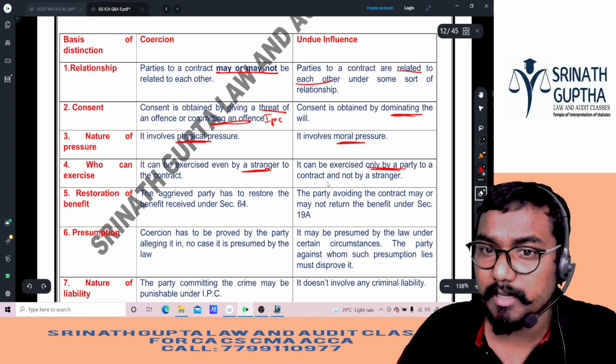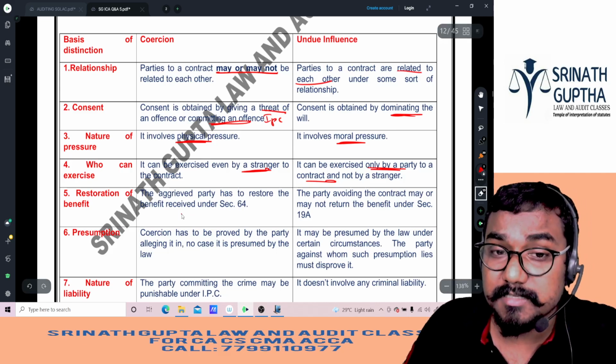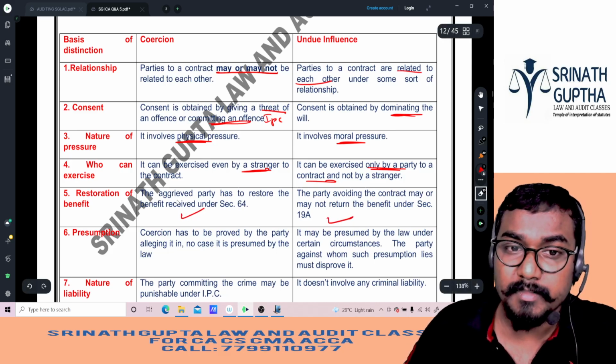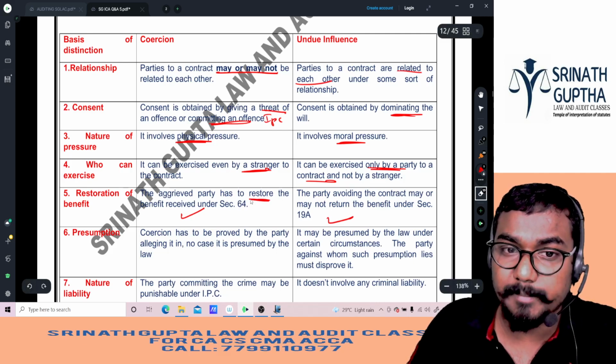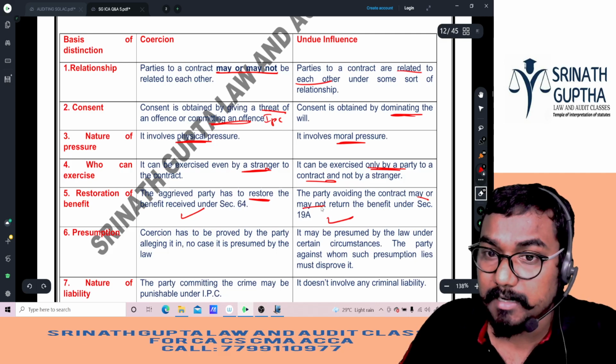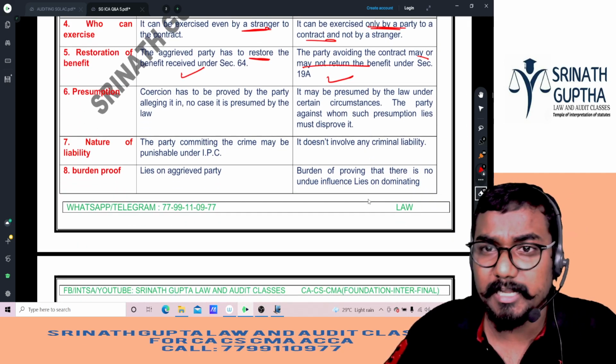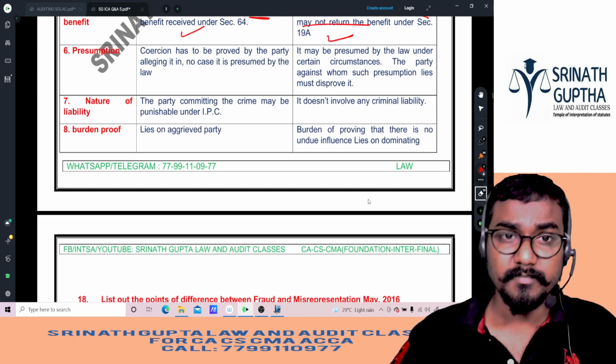Undue influence can be effective only on a party to contract, but not on a stranger. And here restoration is compulsory in coercion. In undue influence, restoration is optional. The aggrieved party has to restore the benefits received. The party awarding the contract may or may not return the benefit. That is, the weaker party may return, may not return the benefit. It is the option of the court of law.